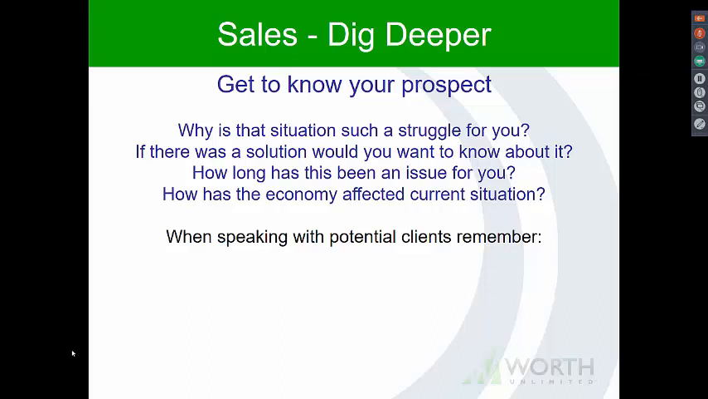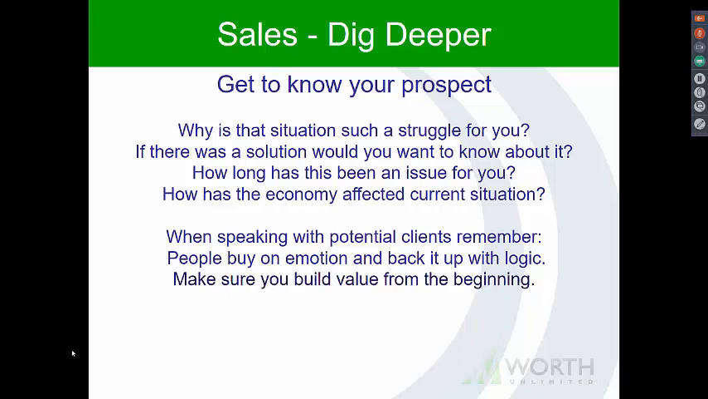When speaking with potential clients, remember, people buy on emotion and they back it up with logic. I don't care whether you like it or not, they have to like you. They have to trust you. They have to want to know that you're vested in them. And again, I have to take it back to the same thing. The only way you're going to get that across to a client is if you ask questions and you use active listening. You repeat things back to them. They know that you're engaged and you care about their situation more than you care about getting your point across or your offering.